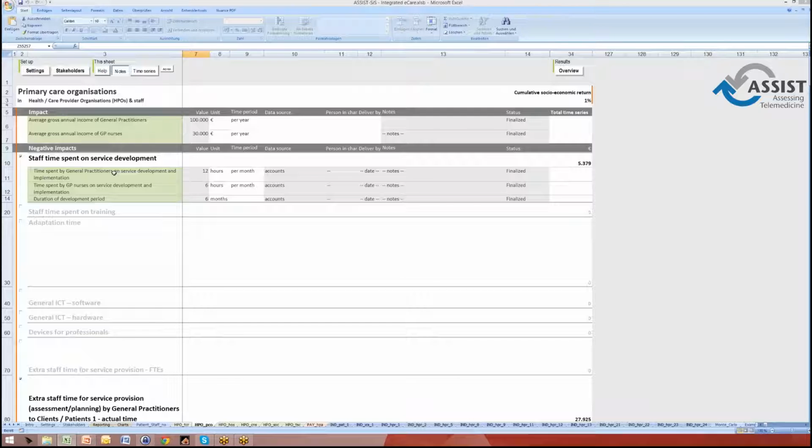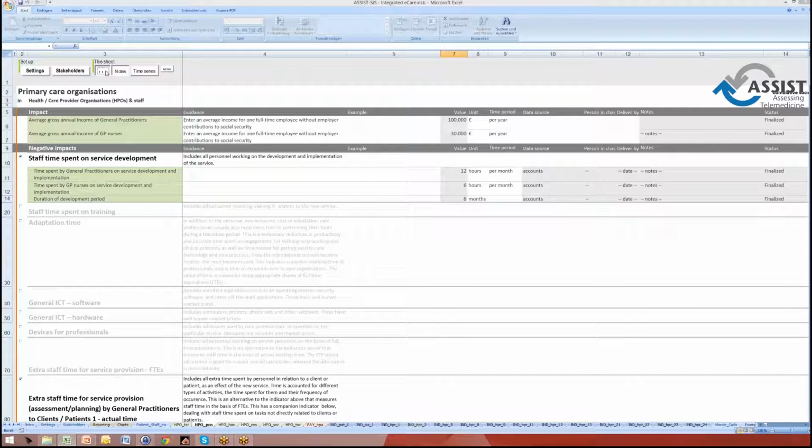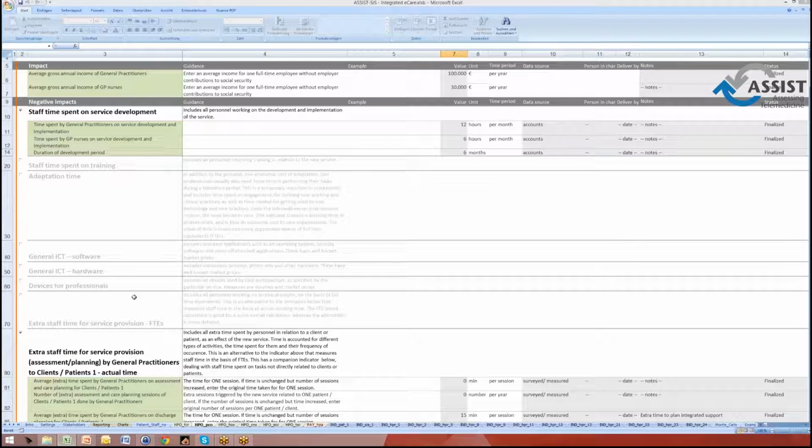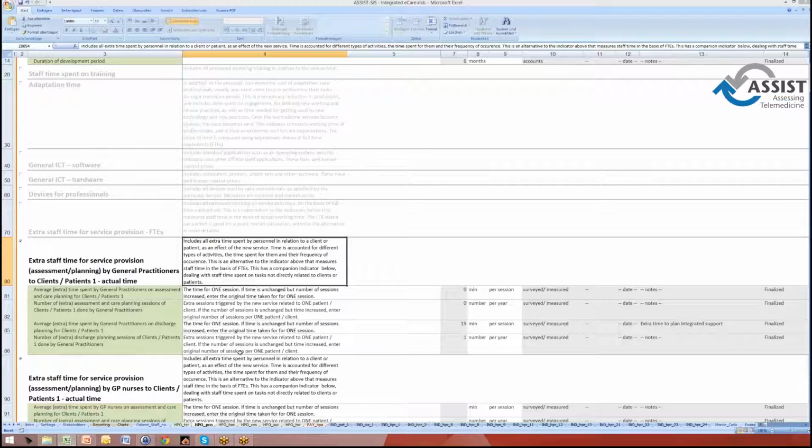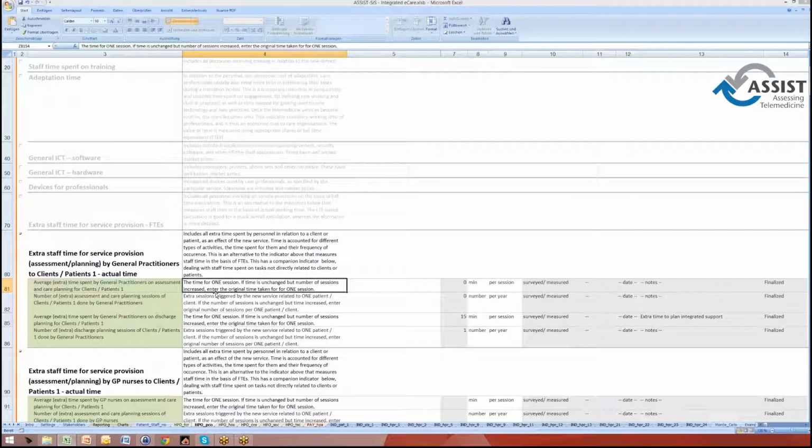Yeah, good point. Maybe you just click, the first one is help. If you click on that one, you will see more things than you did before. So basically here, there's a number of columns that include help text for each indicator. For example, for extra staff time for service provision, there's a general explanation of what is meant by the indicator. And then for each variable, there are also some hints as to how this can be measured and how the data needs to be put into the tool.